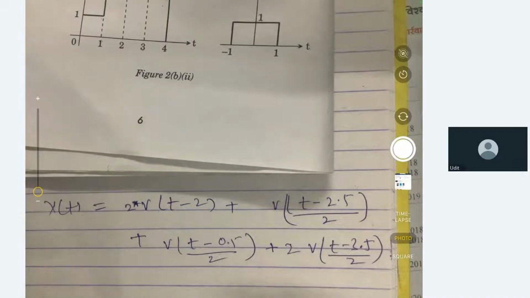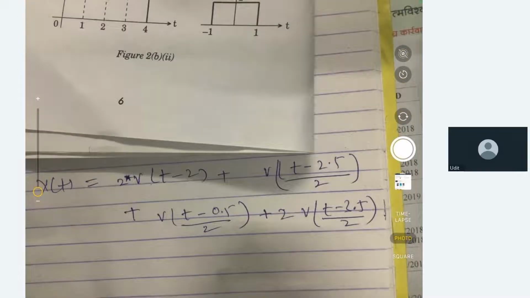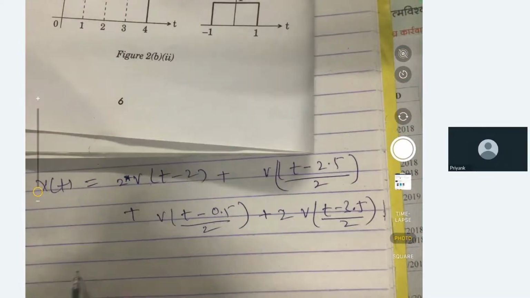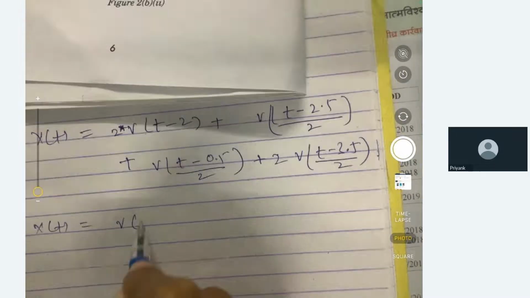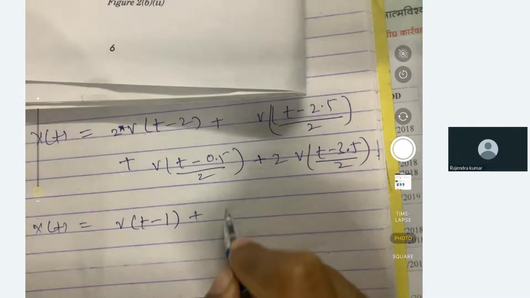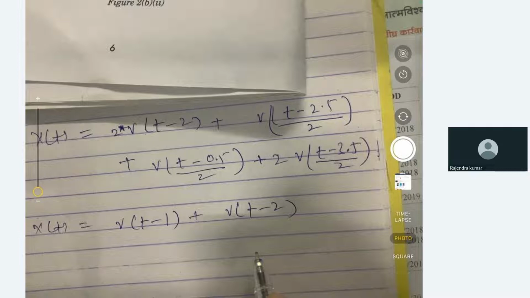Rajendra ji, are you getting this one? v(t minus 1) plus v(t minus 2) plus 2 v(t minus 3). Yeah, x(t) is equal to v(t minus 1) plus. There will be no scaling on t, like you have written v of t by 2 minus 3 minus 3.5 by 2.